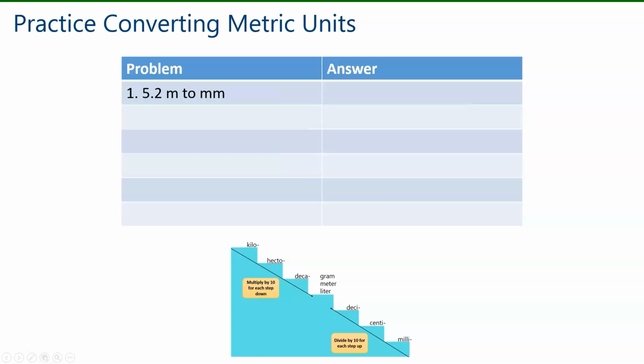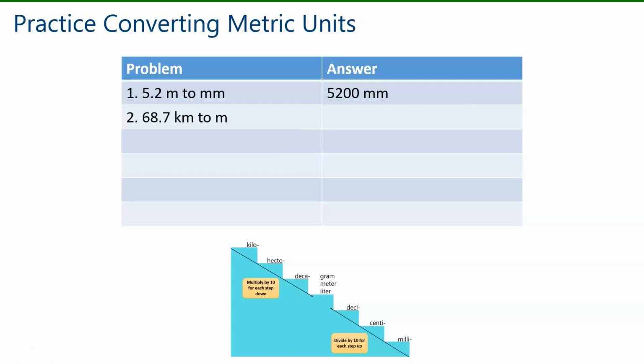Our first problem asks us to convert 5.2 meters to millimeters. Pause the video and give it a try, and then we will reveal the answer. To solve this problem, we're going from meters to millimeters, and when we're going down, we multiply. How many steps are we going down? 1, 2, 3 steps, which means we multiply times 10 times 10 times 10, or move our decimal place 3 places to the right. So our answer is 5,200 millimeters.